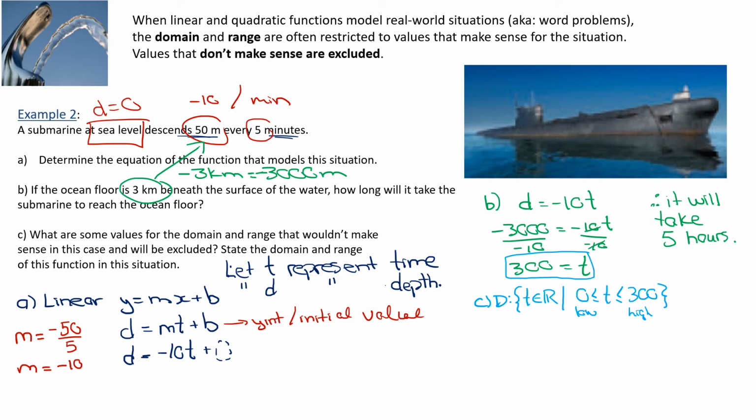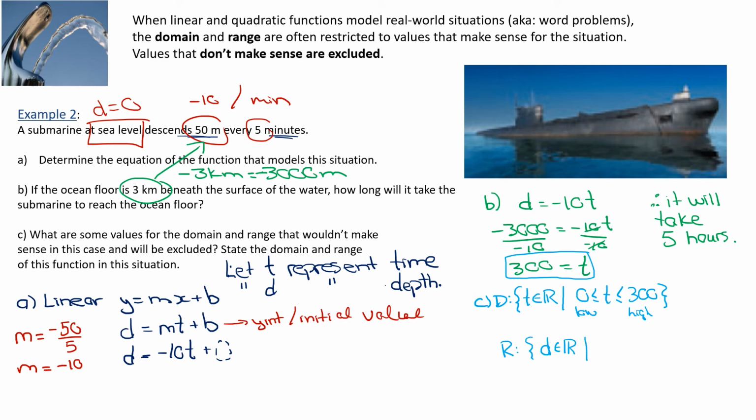Now the range, we didn't use y this time, we used d for depth. Depth also is an element of real numbers. The submarine's not going to jump from 1 meter directly to 2 meters below the sea level. It's going to pass through every portion of distance between 1 meter and 2 meters. So depth is an element of real numbers. We also have restrictions.